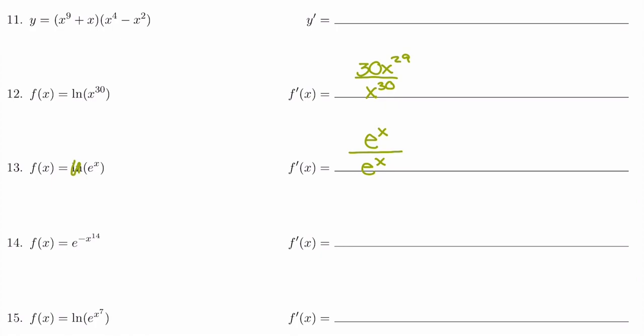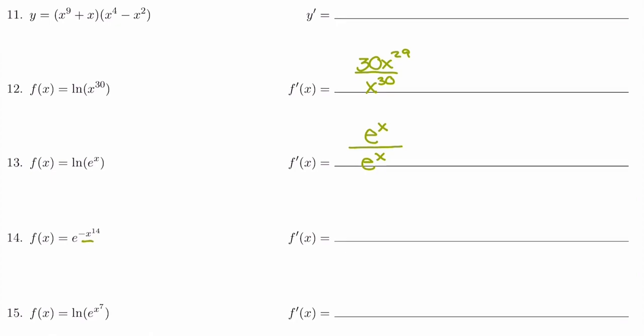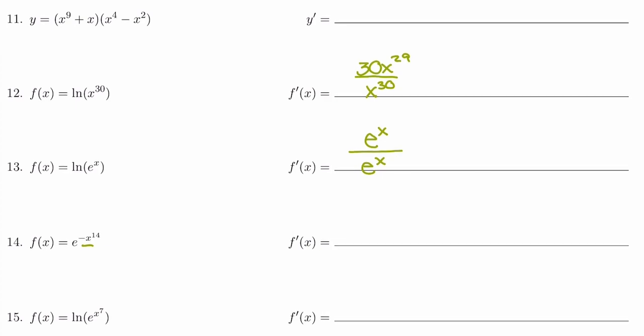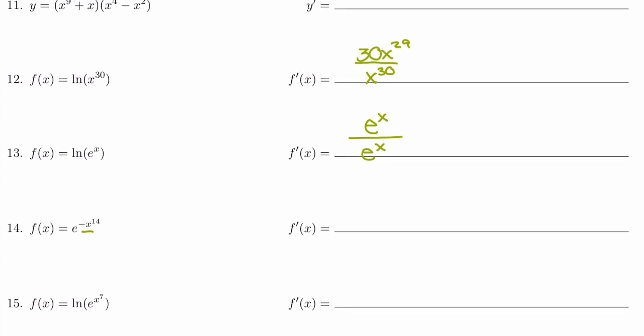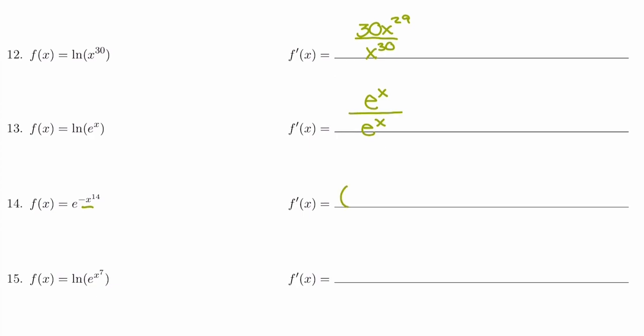The next one is a little bit different. We don't have an ln, we have e to a power that's not just x. So I'm looking at this one and I know I'm going to take the derivative of the power times e to the original power. So I am going to give myself some space for the derivative of that power and then copy down e to the original power, e to the negative x to the 14th.